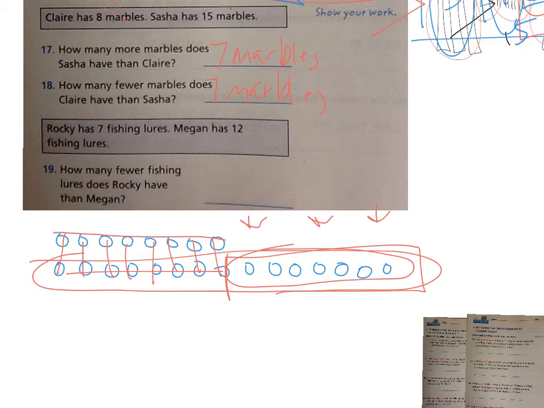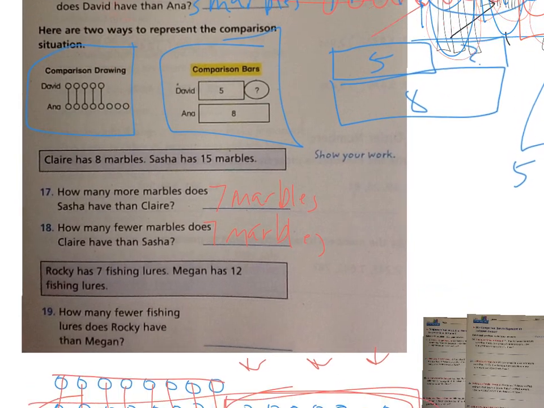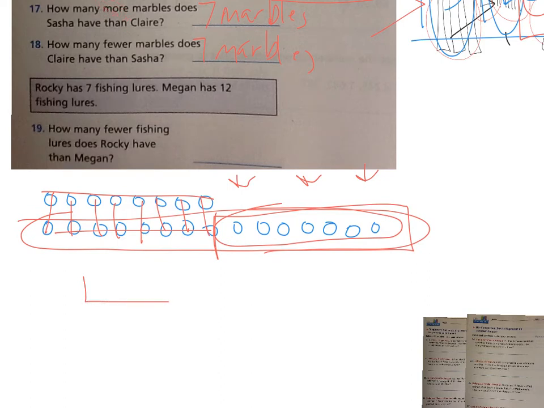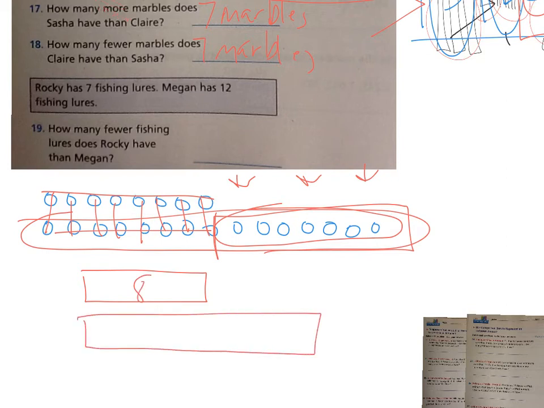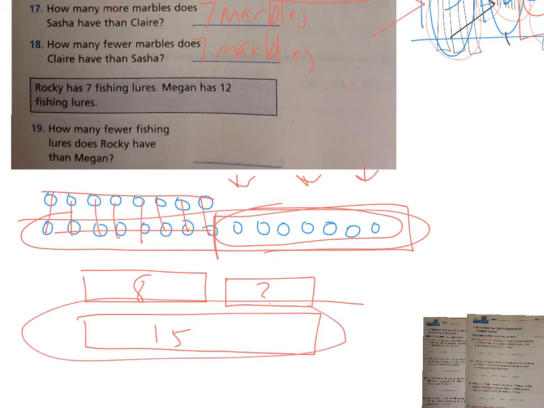And if you wanted to do a comparison bar, you would just go like this, and you would say 8, and then you would go like this and say 15, and then we're looking for this. And you know, with your math mountain, 15's on the top because that's clearly the biggest number.